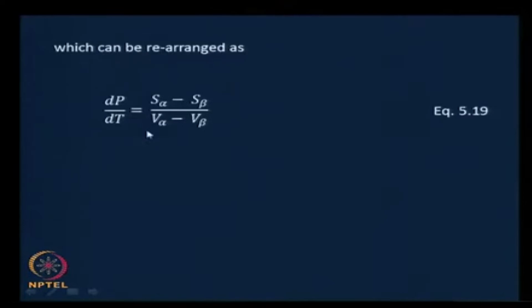This is a nice expression, but this is not very useful. So, we will make it a little more useful, because P, T and V are fine, but we also have entropies here which are not very easily measurable, or as easily measurable as P, T and V are.